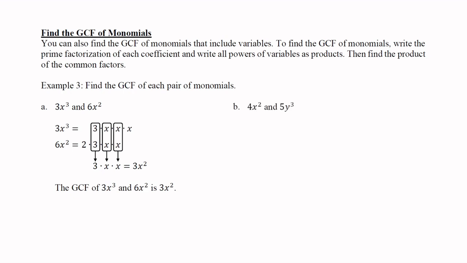For the next one, we have 4x squared and 5y cubed. Again, we're going to write the prime factorization of each. And when we do, we find that there is nothing shared. So the greatest common factor of 4x squared and 5y cubed is 1. When no pieces of the prime factorizations are shared, the greatest common factor will be 1.